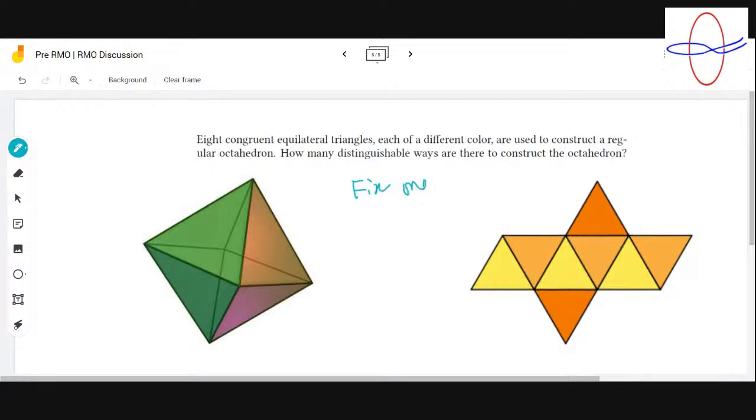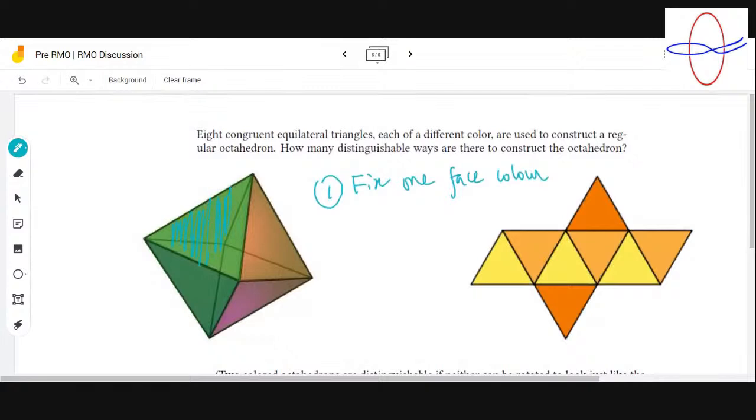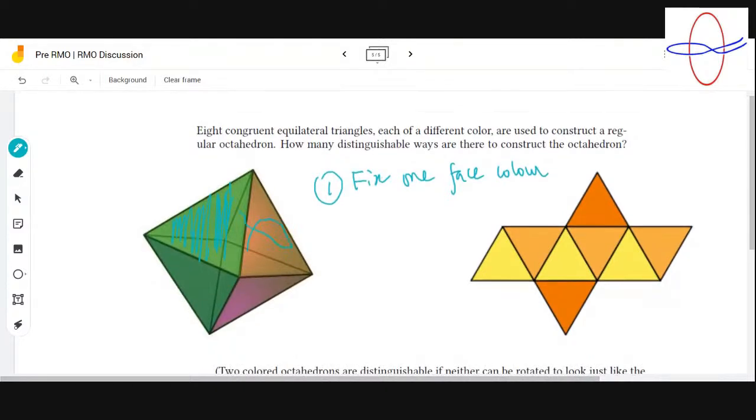Fix one face color. So essentially, you have to find the rotational symmetries. That's it. Nothing else. Fix one face color. That's the first step, but that will not be fine. Suppose you fix this face color as blue. Why is this not a viable option for all the cases?